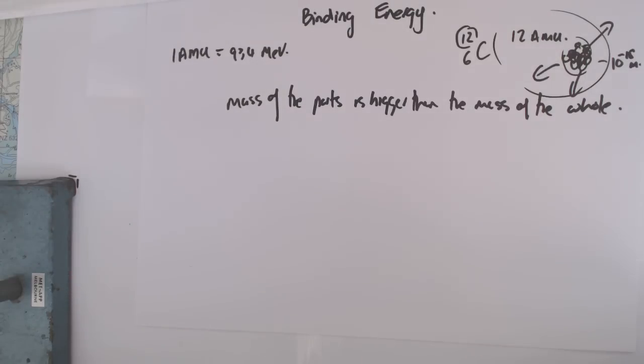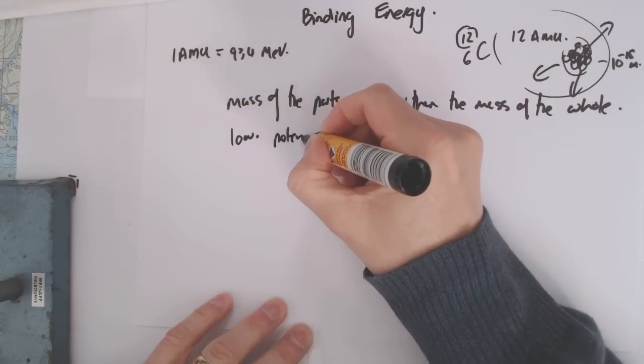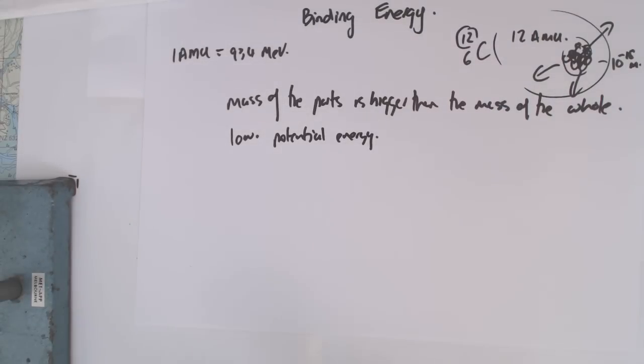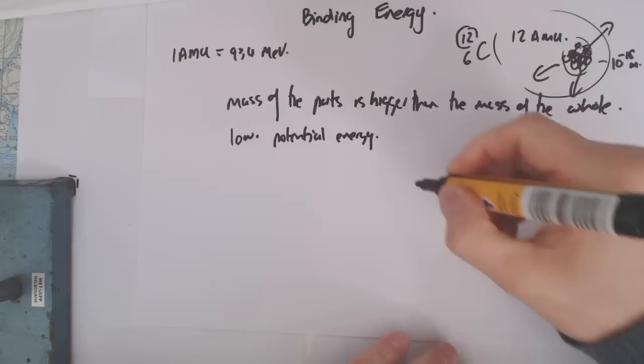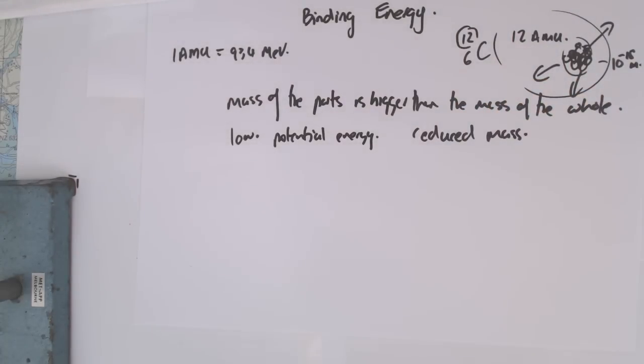Now the thing is with that, when we pack the nucleus back together, we've got a low potential energy. So where did that energy go that existed when it was separate? Well, it goes into a reduced mass. See what I'm saying? The energy they gain when you pull it apart results in an increased mass, and when you pack it together and you've got a decreased energy, that results in a reduced mass.